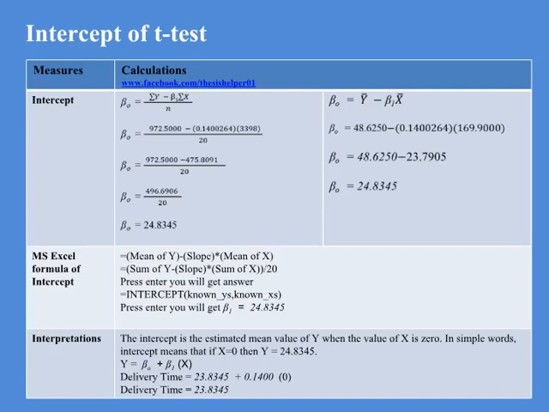Thus, delivery time is equal to 23.8345 plus 0.1400 multiplied by number of cases. Hence, delivery time is equal to 23.45. It's the numerator of the t-test.